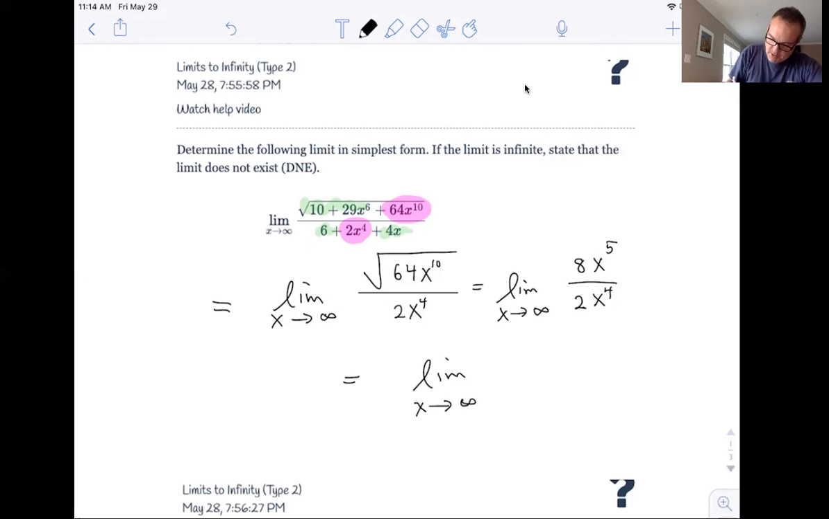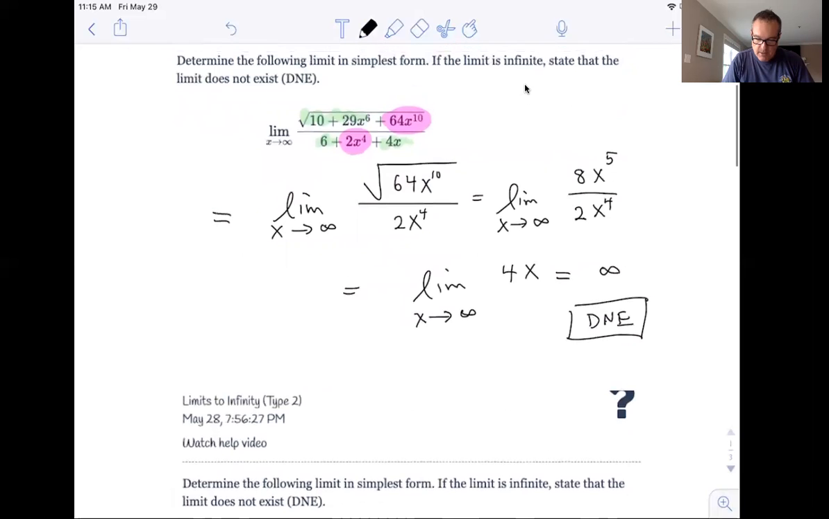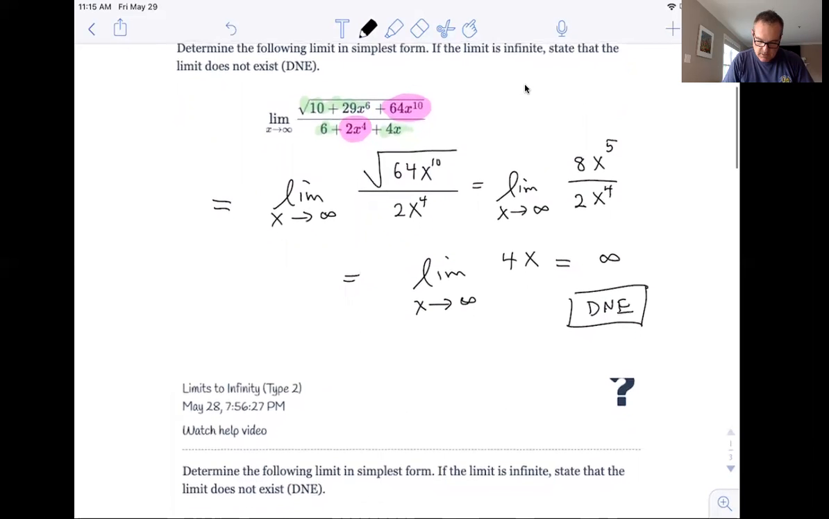So we still have the limit of 4x. And guess what? 4 times an infinite number is infinite. So it's infinite, and on Delta Math, we would say the limit does not exist, right? We don't get any close to, we'd say the numbers here grow without bound. They don't hover down to any one particular number, so there is no limit.